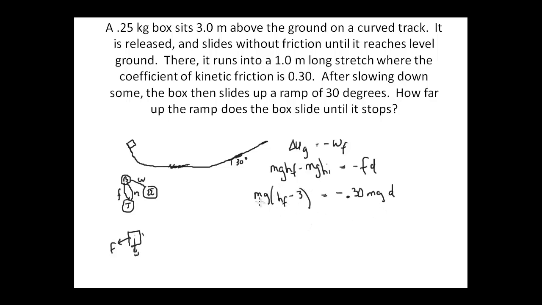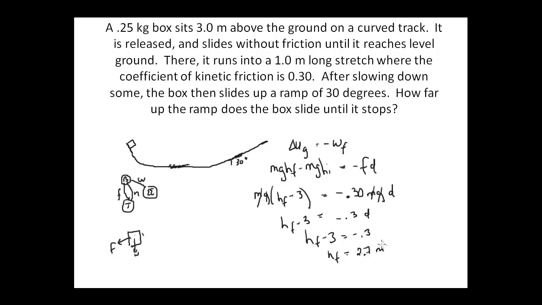This looks pretty simple, because it looks like both the mass and the strength of gravity come out. And so now I have hf minus 3 equals negative 0.3 d, but d is 1 from the problem, so hf minus 3 is negative 0.3, so hf is 2.7 meters. Now that's not the answer. That is the new height at which the box rises, and you notice it is less than 3. That makes sense because some of the energy was taken away by the work done by friction.